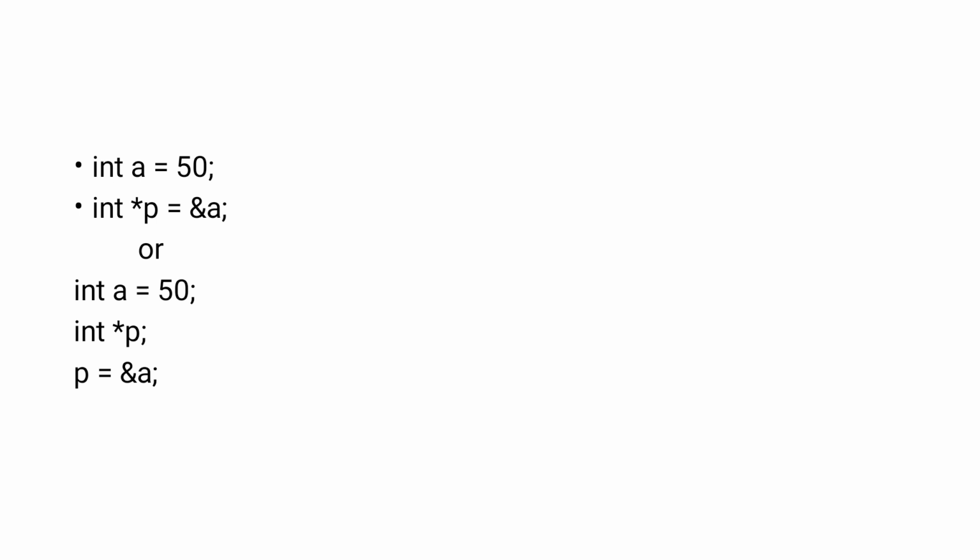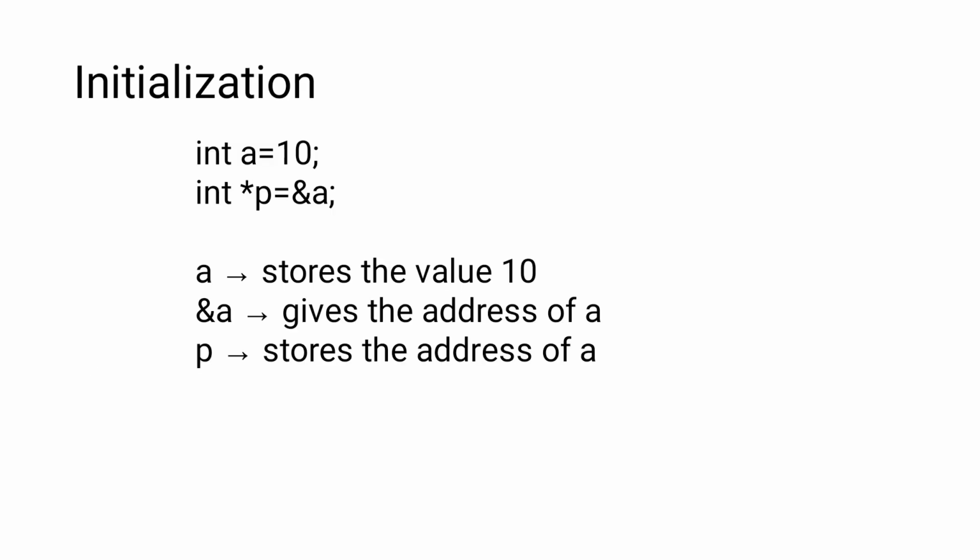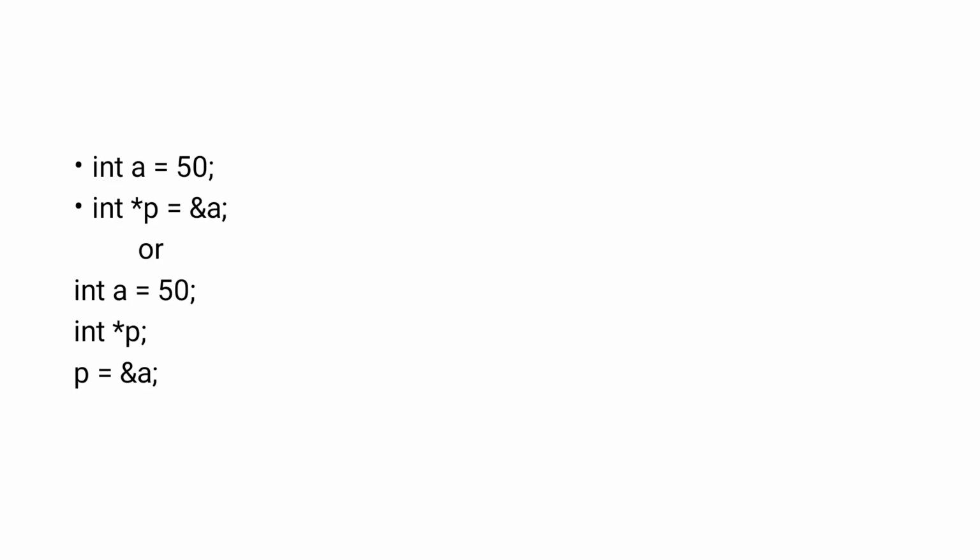And next, in the second line we have given int star p equal to address of a. Instead of that, first we can create a pointer, int star p, and then we can assign the address of a to the pointer variable p. So p equal to address of a. We can use both initializations.